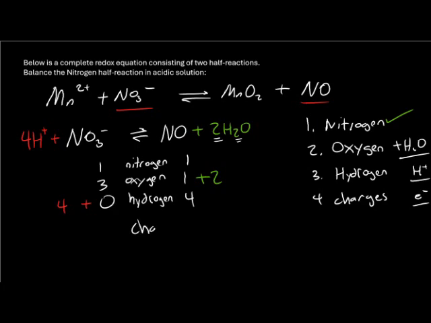Now we look to our charges. On the right, we have nothing that's charged, therefore the charge is 0. On the left, we have 4 H pluses for 4, and then a negative NO3 minus 1 gives 3. Therefore, the side that has a higher charge will need the electrons. Since we have 3 and we want to go down to 0, we will need 3 electrons, and we'll also write that. Therefore, this is our balanced nitrogen half reaction.